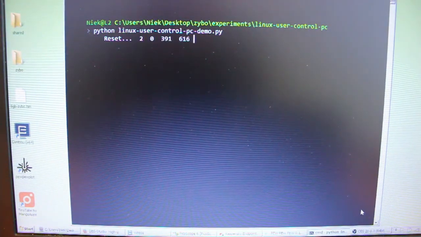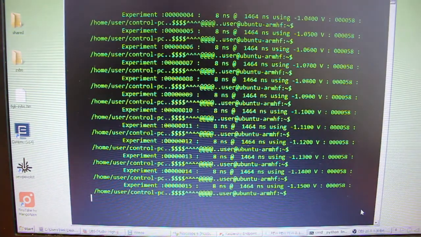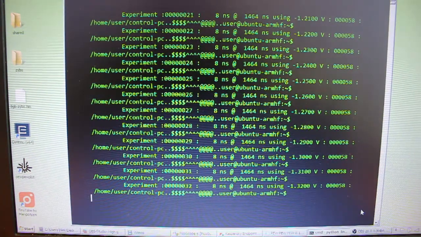So these numbers denote the things that are printed during boot on the serial interface. And after it's fully booted, it will take a while, let's say 30 seconds, we actually start the experiments. And what we're doing here is we'll wait until it drops into a reset.